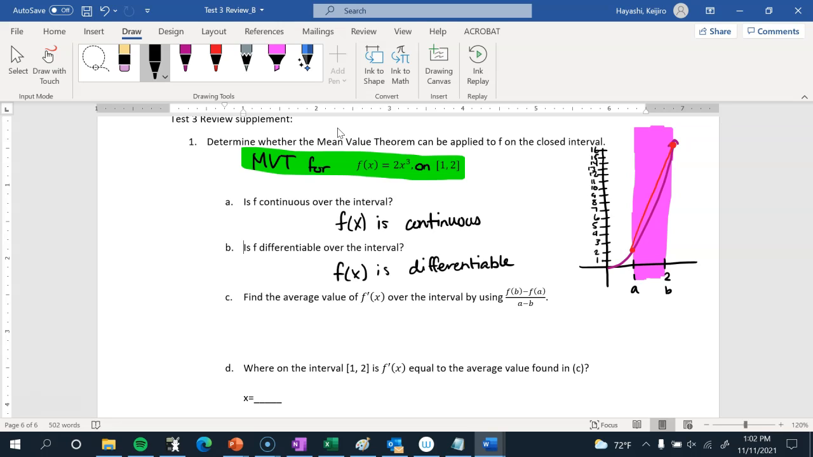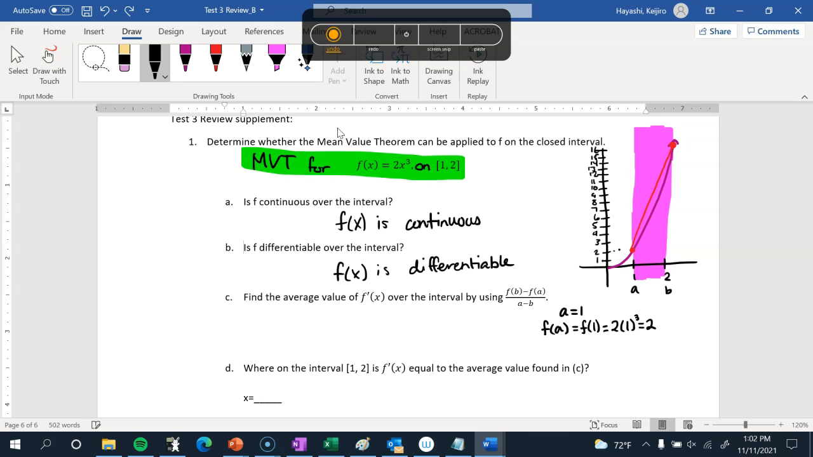So 1 is a and 2 is b. So a equals 1. So f of a, you're just going to get that by plugging in 1 into f of x. So that's going to be 2 times 1 cubed, which is going to turn out to be 2. So you can sort of see this first endpoint is at (1, 2).